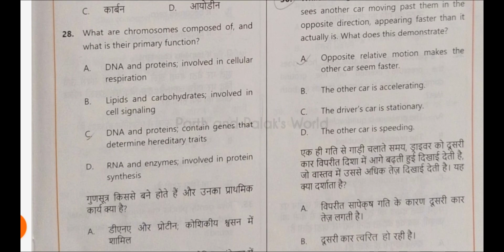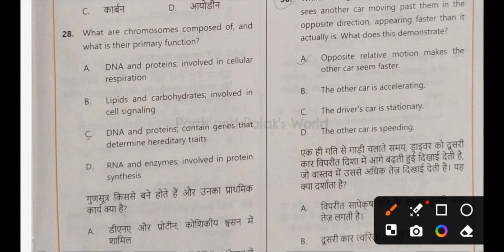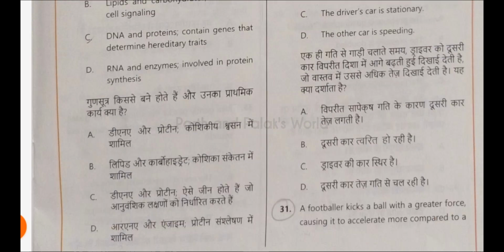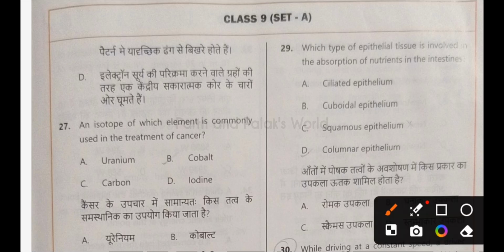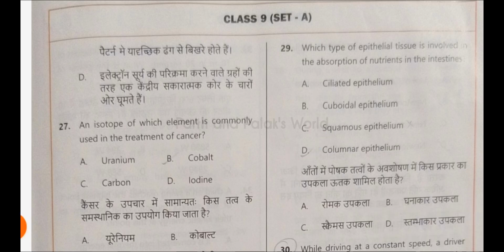Question number 28. What are chromosomes composed of and what is their primary function? The answer of this question would be option C: DNA and proteins. As we move on to question number 29. Which type of epithelial tissue is involved in the absorption of nutrients in the intestine? The correct answer would be columnar epithelium, option D.